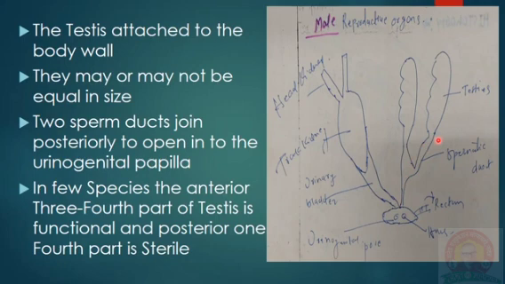In a few species, the anterior 3/4 part of the testis is functional. Students, this is an important point. In a few species, the anterior 3/4 part, anterior meaning the upper part and posterior meaning the lower part, is functional, meaning there is production of sperms in that 3/4 part, and the posterior 1/4 part is sterile. This is in a few species, not in all.